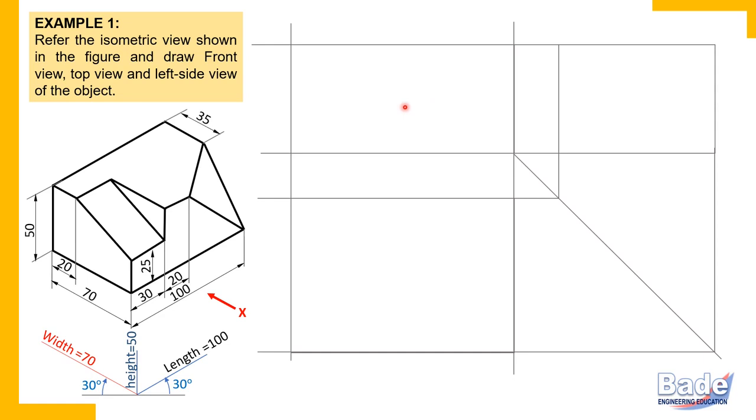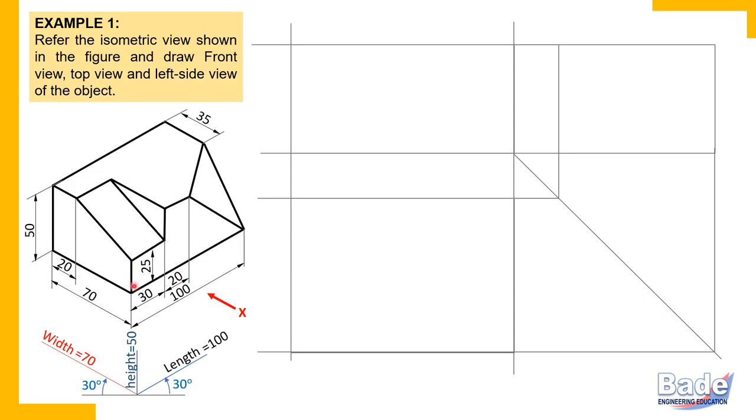Try to understand. Edges of an object which are parallel to the length or width or height axis, those edges are called principal edges. So for example, this edge is a principal edge because it is parallel to the length axis. This edge is a principal edge because it is parallel to the width axis. This edge is a principal edge because it is parallel to the height axis. This is a principal edge. This is a principal edge.